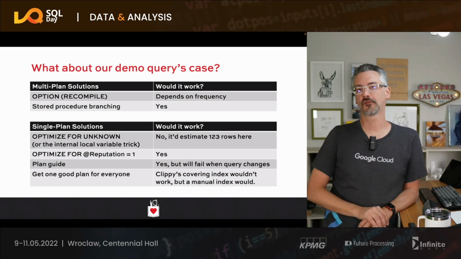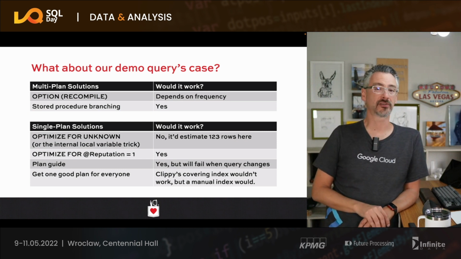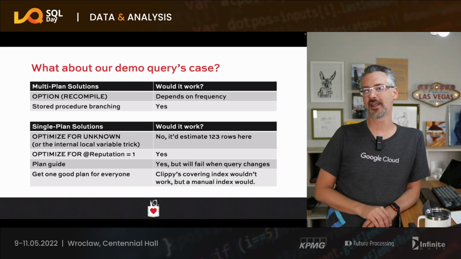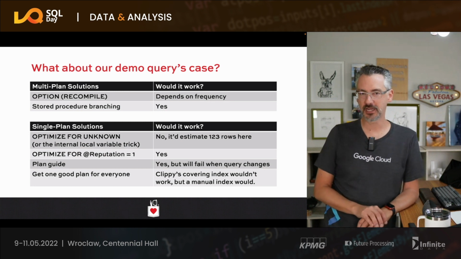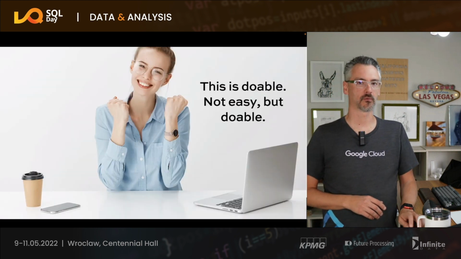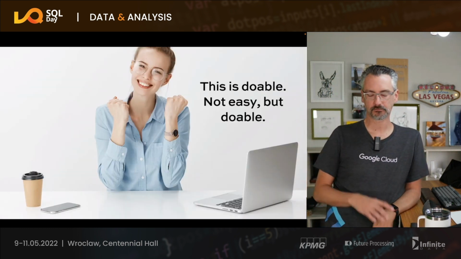If you were watching carefully on the execution plans through the session, you'll notice that Clippy's recommended missing index didn't specify that. Clippy just said, hey buddy, I want you to create an index on reputation that includes all of the columns. Well, okay, that's certainly one way to solve it.